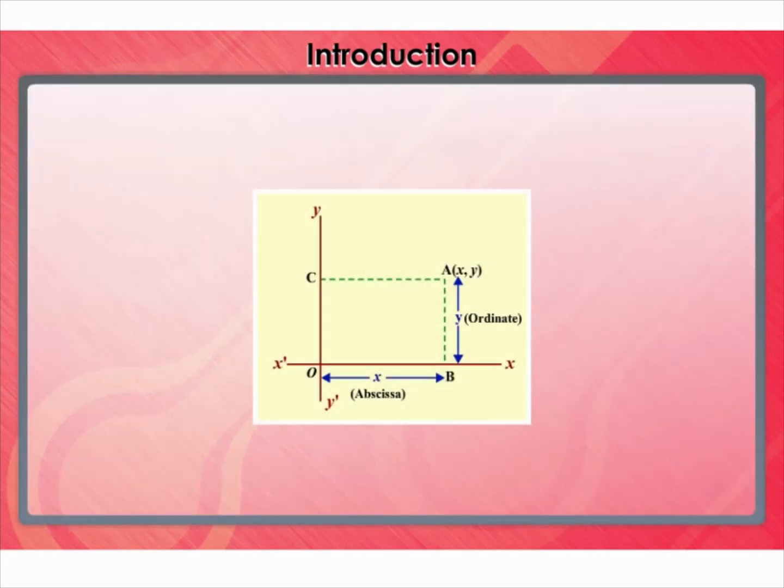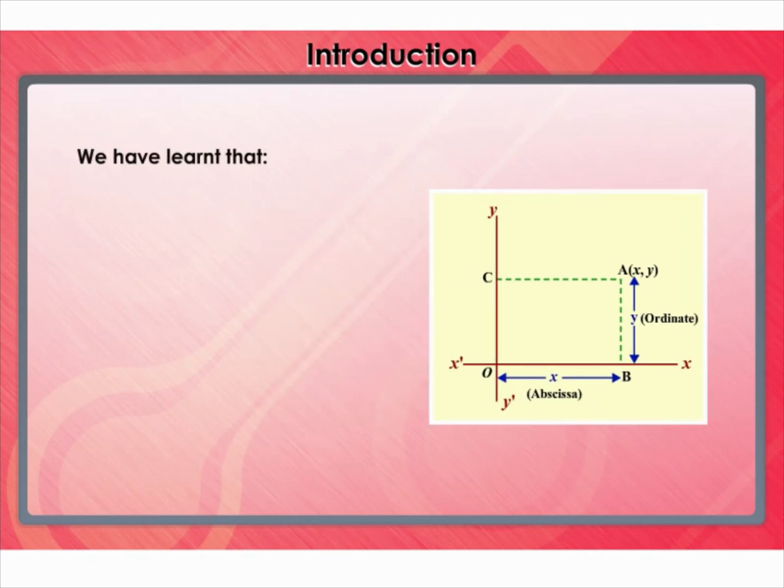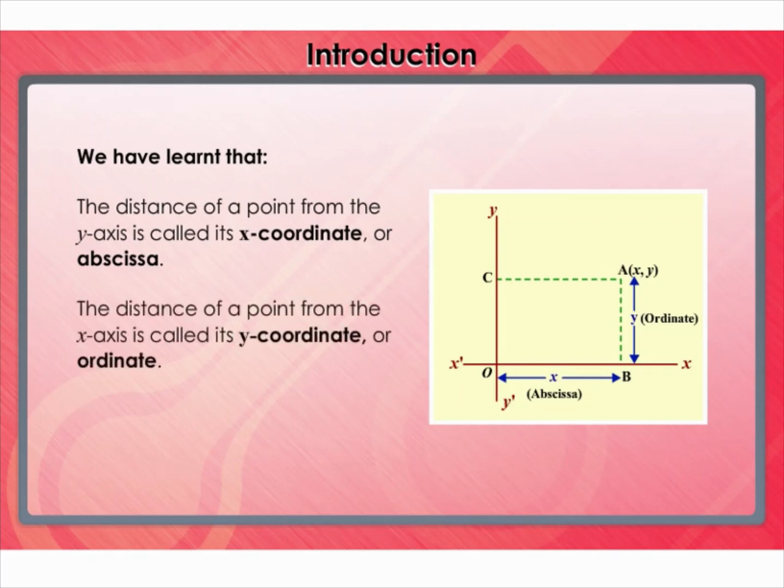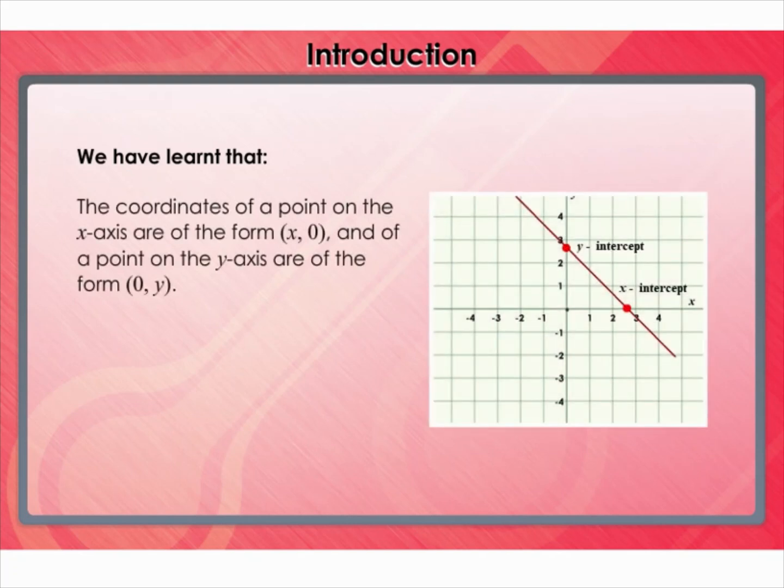Introduction. Let's begin this chapter with a quick recap of what we've learnt about coordinate geometry in the previous classes. We have learnt that the distance of a point from the y-axis is called its x-coordinate or abscissa. The distance of a point from the x-axis is called its y-coordinate or ordinate. The coordinates of a point on the x-axis are of the form (x, 0), and of a point on the y-axis are of the form (0, y).